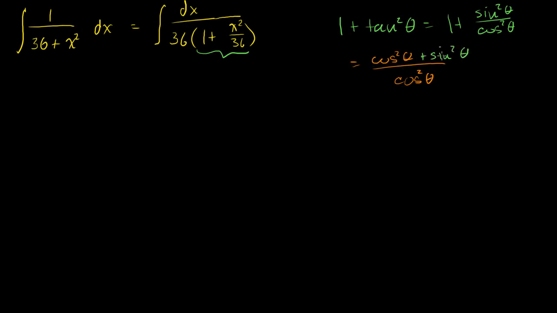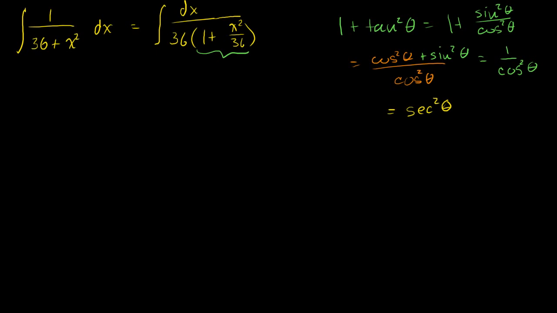now what's cosine squared plus sine squared? Definition of the unit circle. That equals 1 over cosine squared of theta. 1 over cosine is secant. So this is equal to the secant squared of theta.